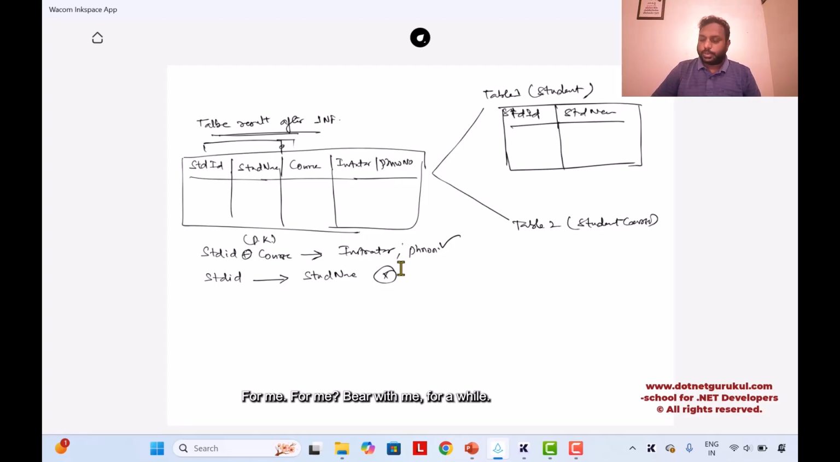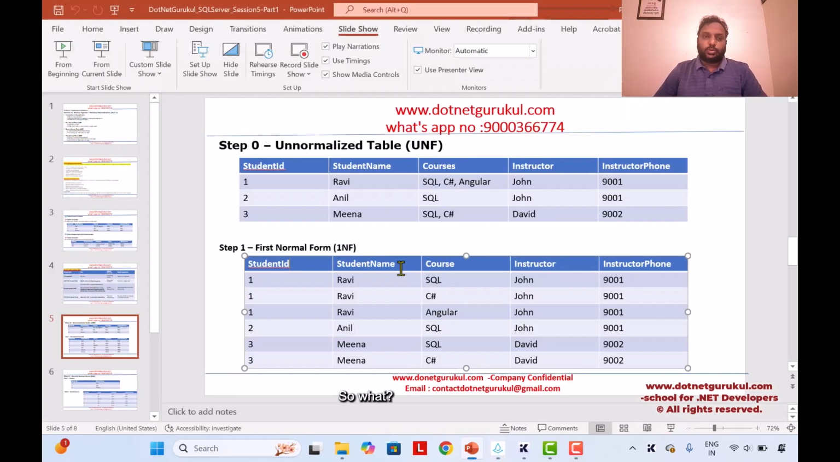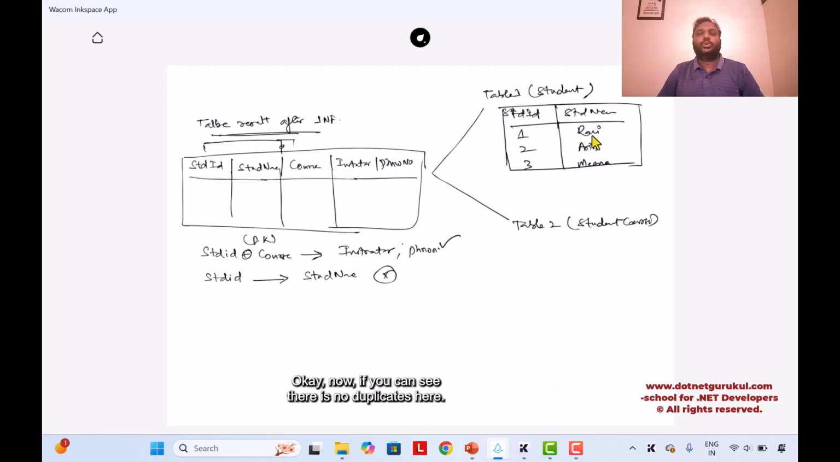Bear with me for a while. So what I will get is 1 Ravi, 2 Anil, 3 Meena. Now if you can see, there are no duplicates here. This table has been well defined. After applying the first normalization, I split this table into two different tables.